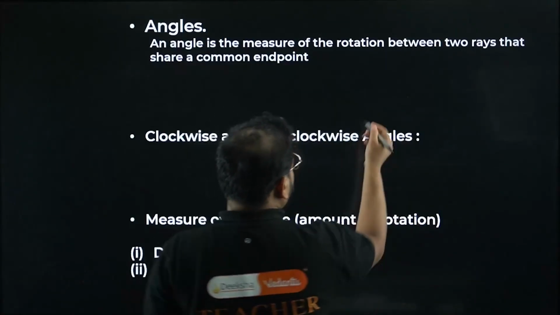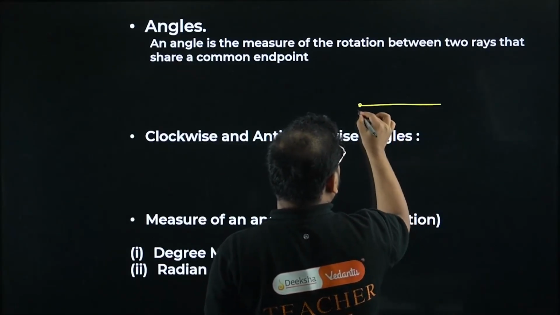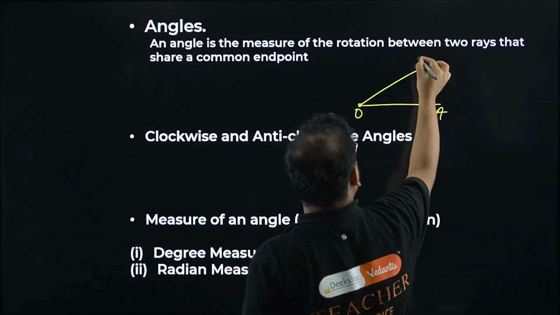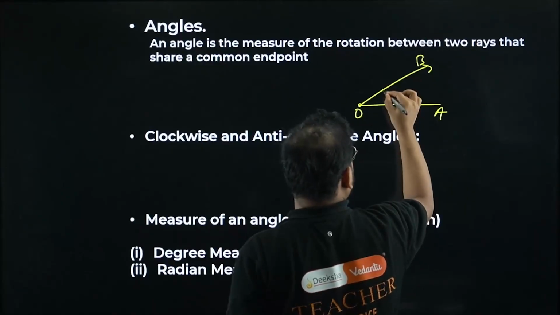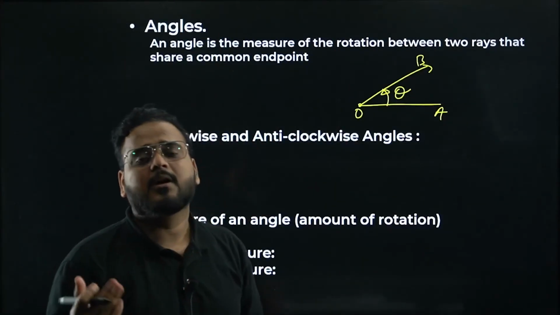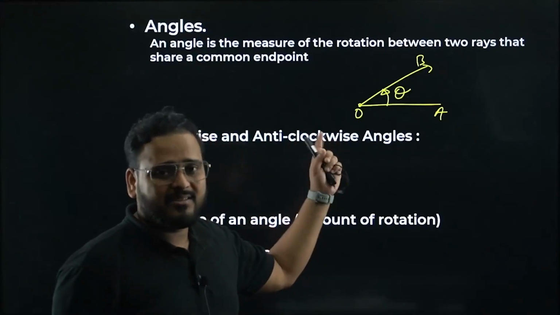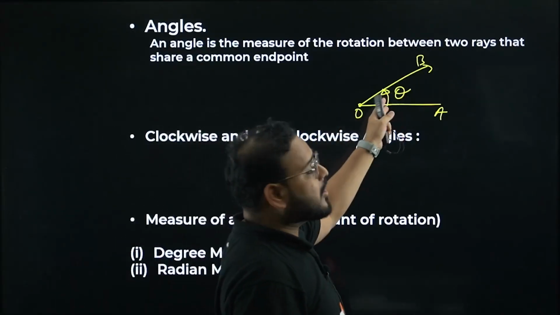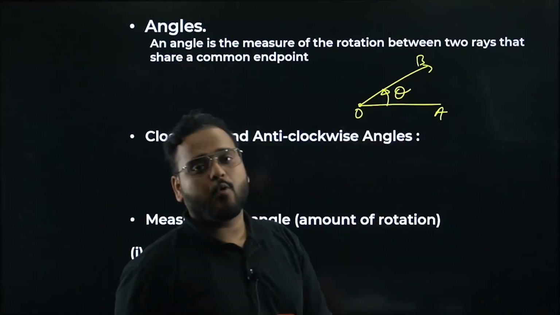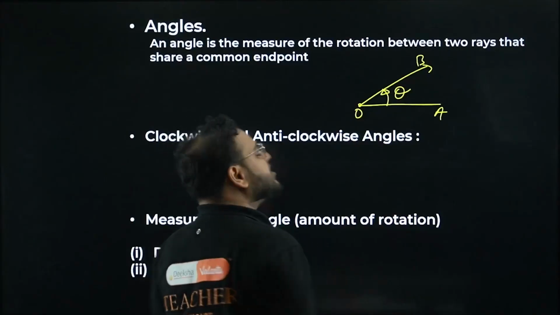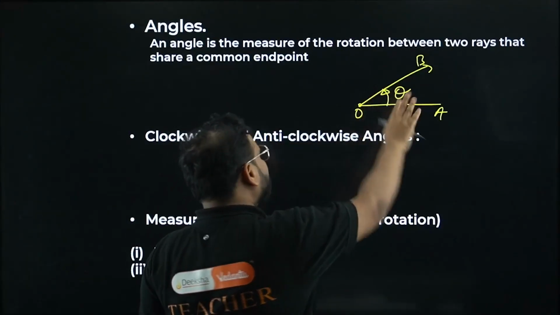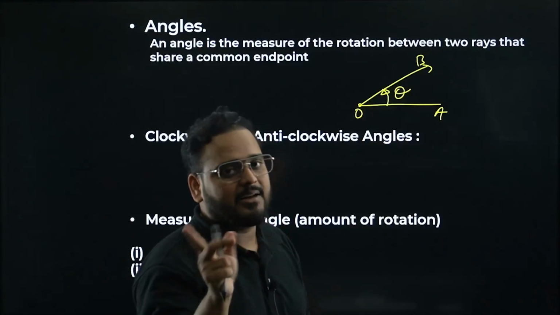See the rays? This is ray 1, let's call it ray OA. With the same end point, this is my ray OB. This rotation is called the angle. We write the angle with a very common notation, theta. It's a variable. So theta will be your angle swept between two rays OA and OB with the common endpoint O. The condition is there should be one common endpoint, and whatever the rotation is, we take that to be the angle between the two rays.